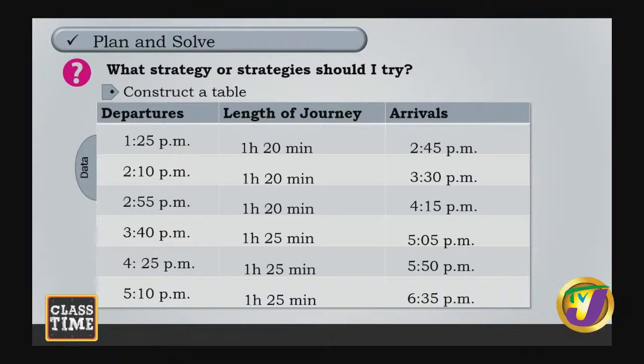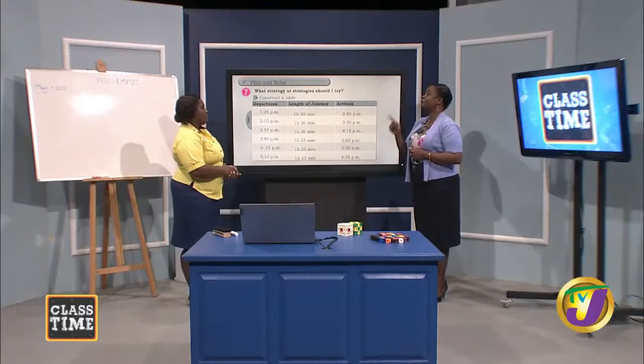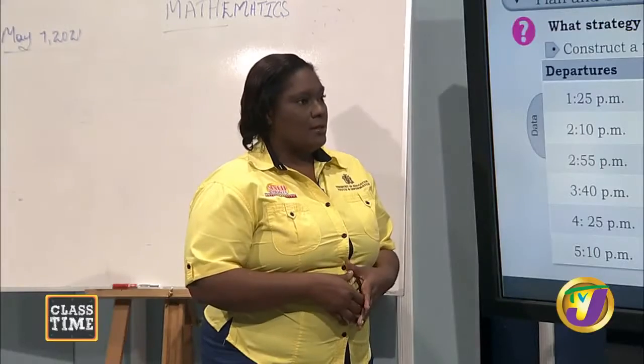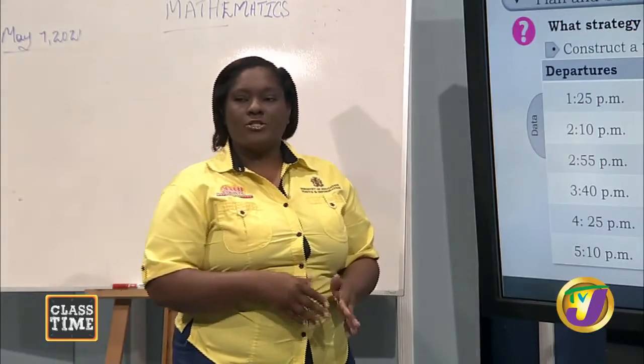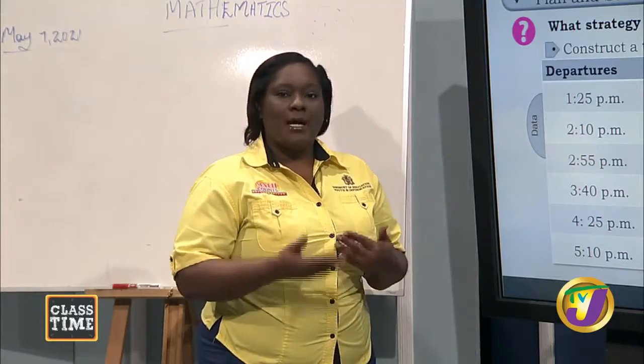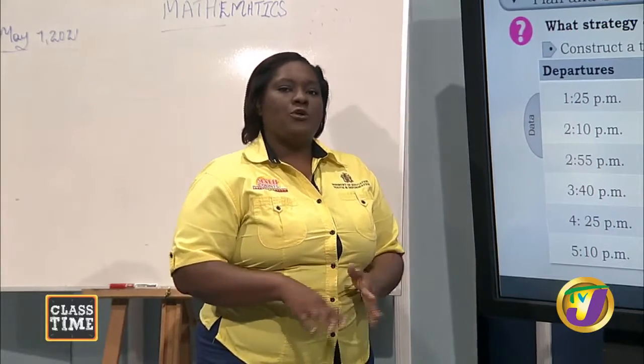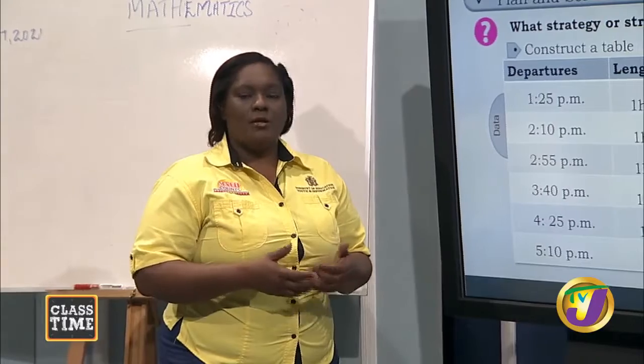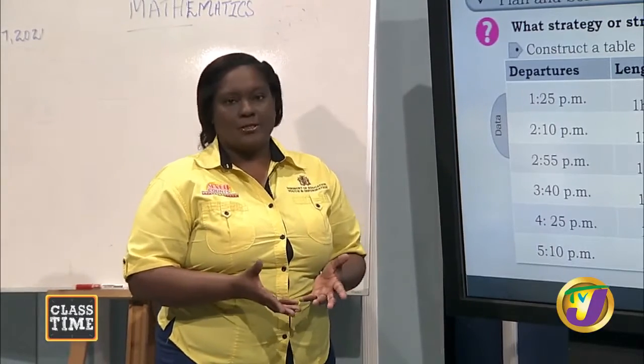Question: am I finished? You have not answered the question. So now I have to check. Even though I've had my strategy and actioned the plan, I have to make sure that I'm answering the question that I'm asked. So what you would have done now is put your information together by constructing a table. Now you need to use this table in order to come up with a solution.